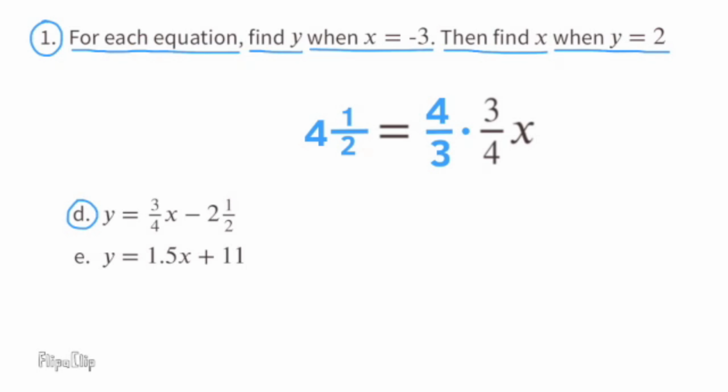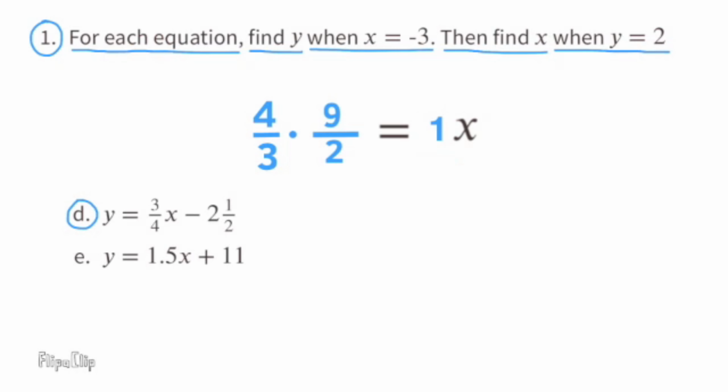its reciprocal, 4/3. And I'll have to do the same thing to the term on the other side of the equal sign. 4.5 times 4/3, or 9/2 times 4/3. 4/3 times 3/4 equals 12/12, or 1, and 1x is the same as x. 4/3 times 9/2 equals 36 over 6, and 36 divided by 6 is 6. So x equals 6 when y equals 2.